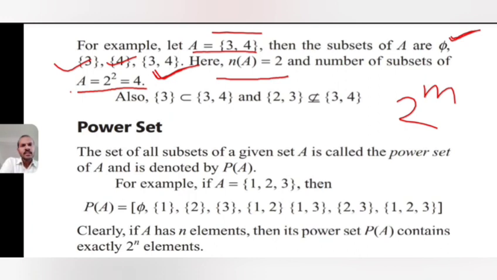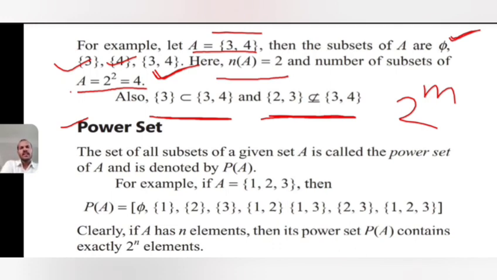Also {3} is a subset of {3, 4} and {2, 3}. {3} is not a subset of {3, 4} because 2 does not exist in the set, or you can say subset {3, 4}, right? Now next we move to the power set definition.